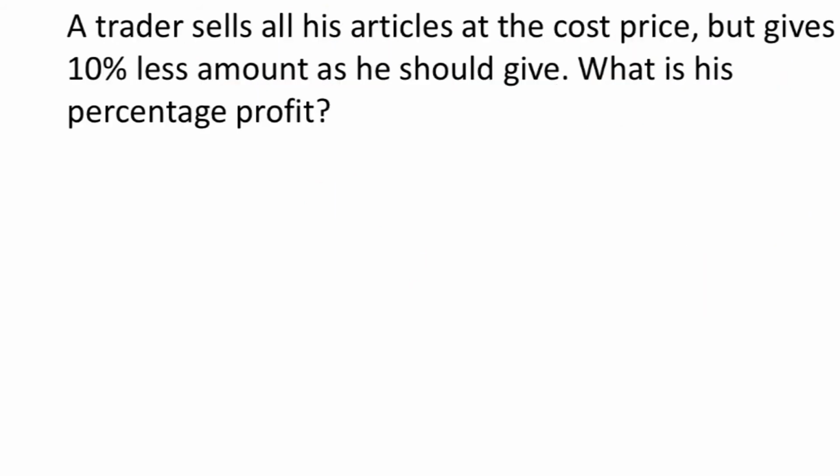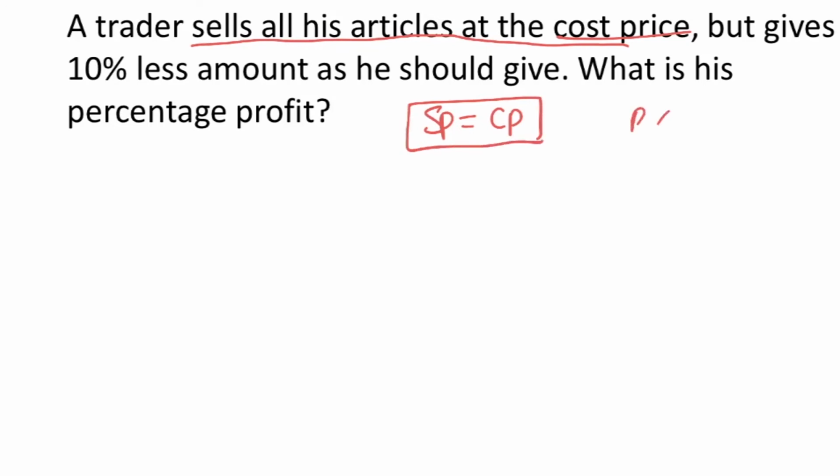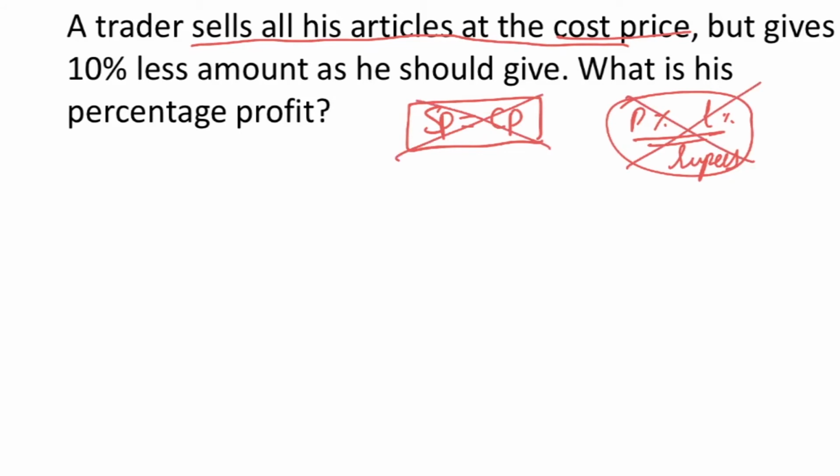A trader sells all his articles at cost price but gives 10% less amount than he should give. What is his profit percent? See the first sentence. A trader sells his article at cost price. Selling at cost price means selling price and cost price are both equal. Means what? There is no profit, no loss in terms of rupees.